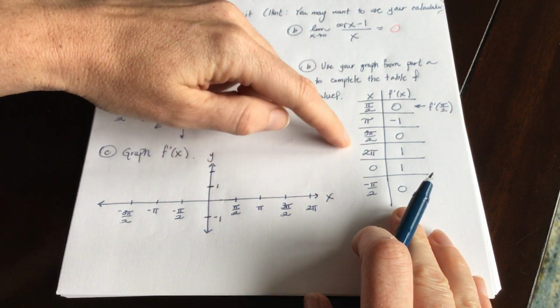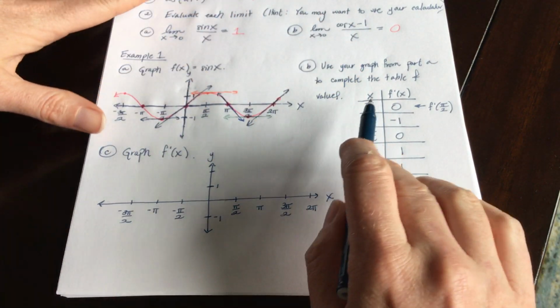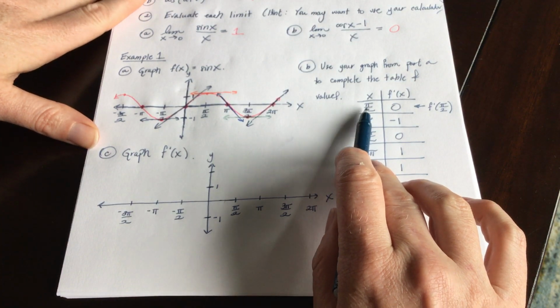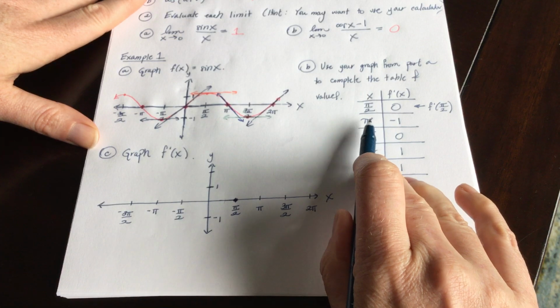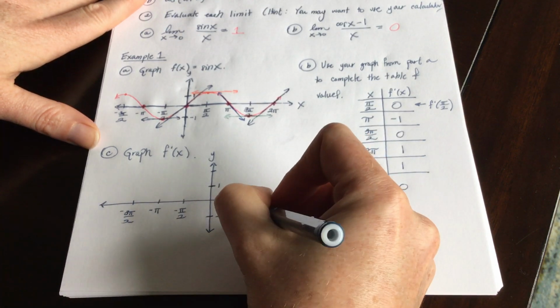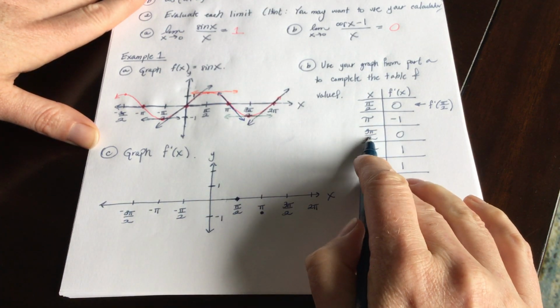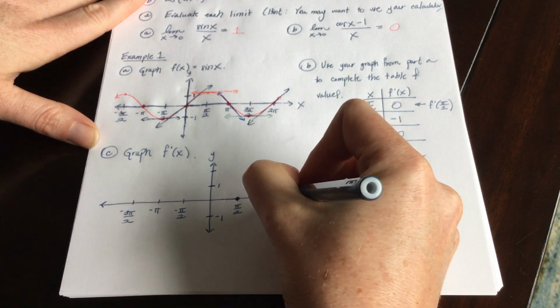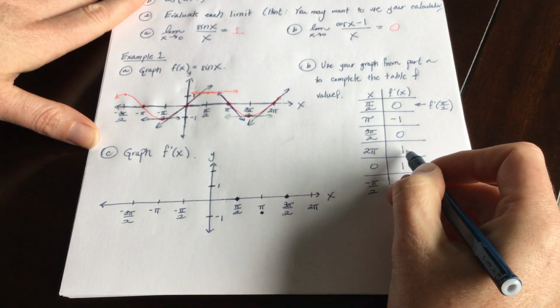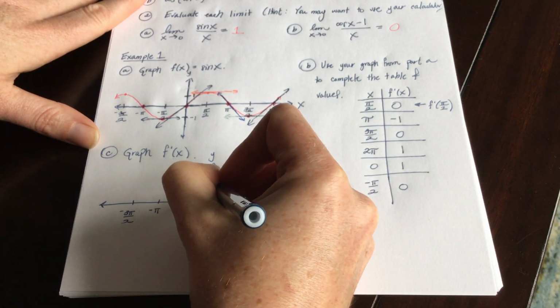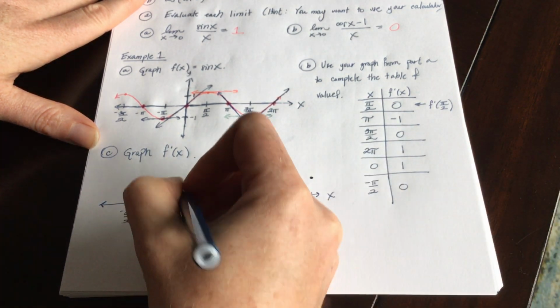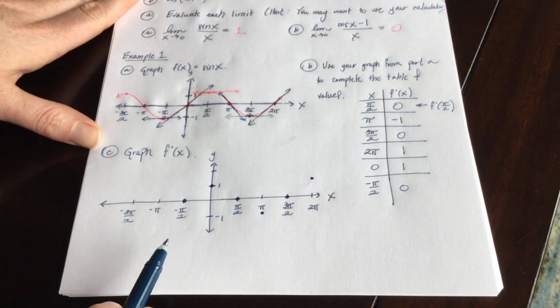So according to this t-table, whatever the graph of f prime is, it should have the point pi over 2, 0 on it. And it should have the point pi, negative 1 on it. It should have 3 pi over 2, 0, 2 pi, 1, 0, 1, negative pi over 2, 0.